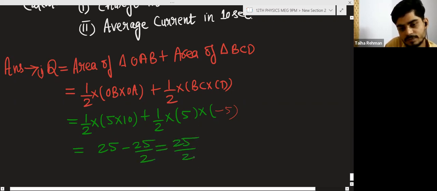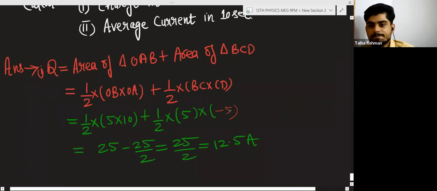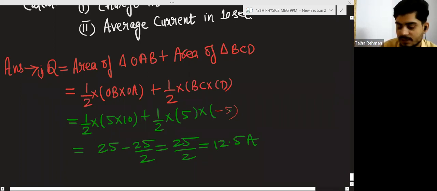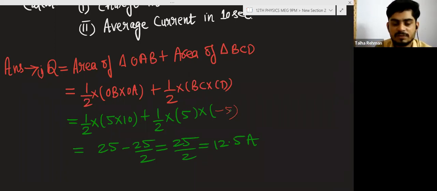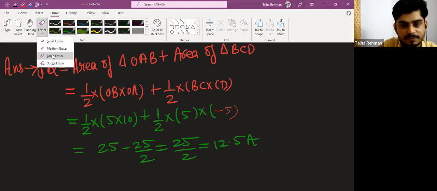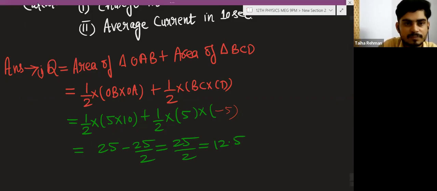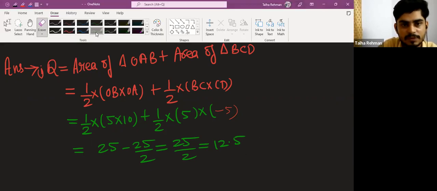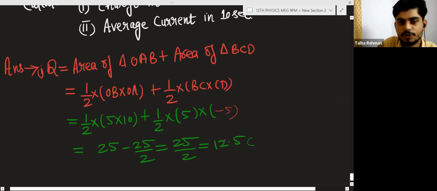The answer will be 12.5 ampere. I have taken this minus 5 here because distance was in the negative axis. So, sorry, charge is 12.5 coulomb, not ampere. This will be in coulomb. The unit of charge is coulomb.